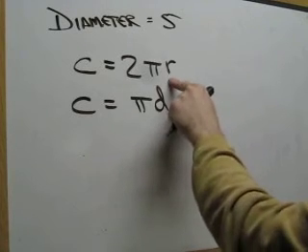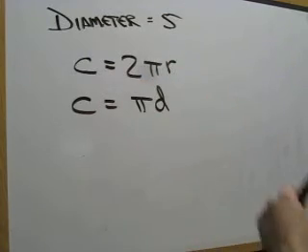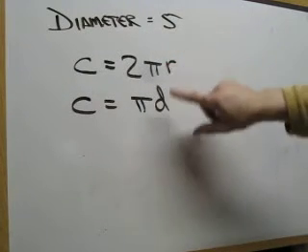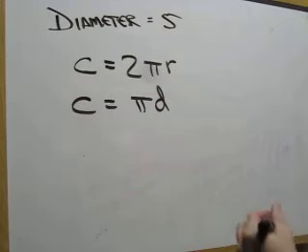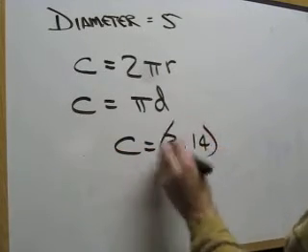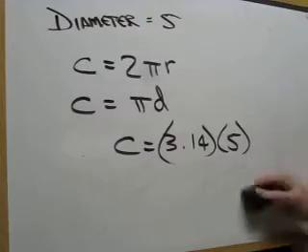So you can either use the r and multiply it by 2, or the d and not multiply it by 2. In this case, the diameter is 5. So we can use this formula because we're given d. All we have to do here is rewrite this as 3.14 times 5. Multiply that through and get the answer, and we get 15.7 when we multiply these two. So that's using some formulas. We'll do a couple more here real quick.